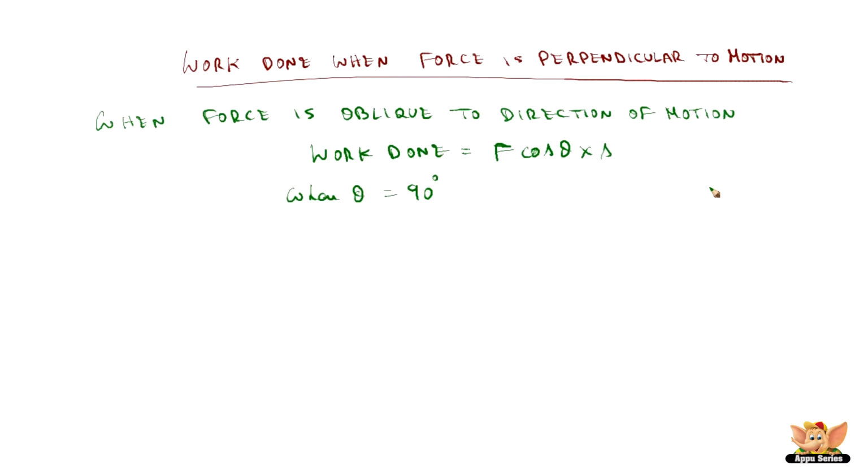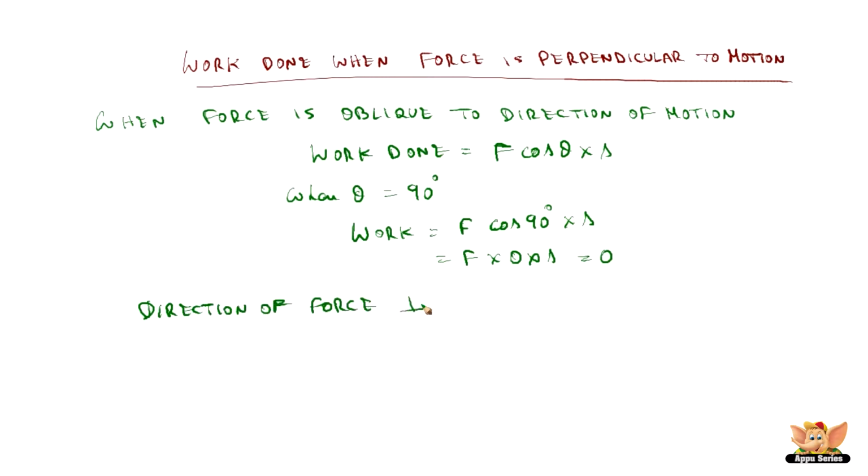Then what happens to work done? Work done becomes F cos 90 into S. Cos 90 is 0, which becomes 0. So work done is 0 when theta is 90 degrees. So we can say that when direction of force is perpendicular to direction of motion, work done is 0.